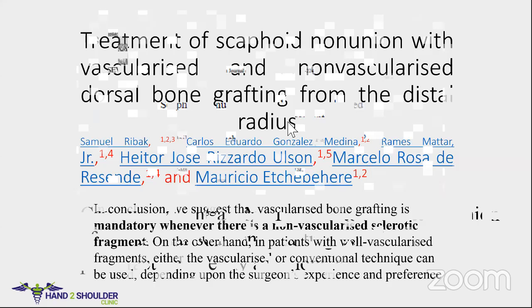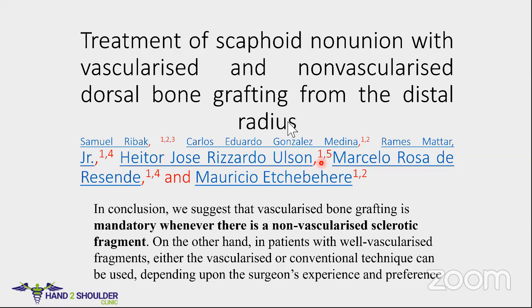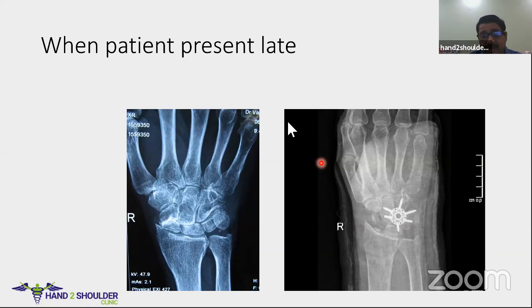Vascularized bone grafting is mandatory when there is a non-vascularized sclerotic fragment. That means there is a proximal pole fracture with AVN. In these cases, the vascularized graft works well. In other cases, depending on surgeon experience and preference, there is no significant difference in the result. So the main indication would be proximal pole non-union, avascular necrosis of the proximal pole with the non-union.